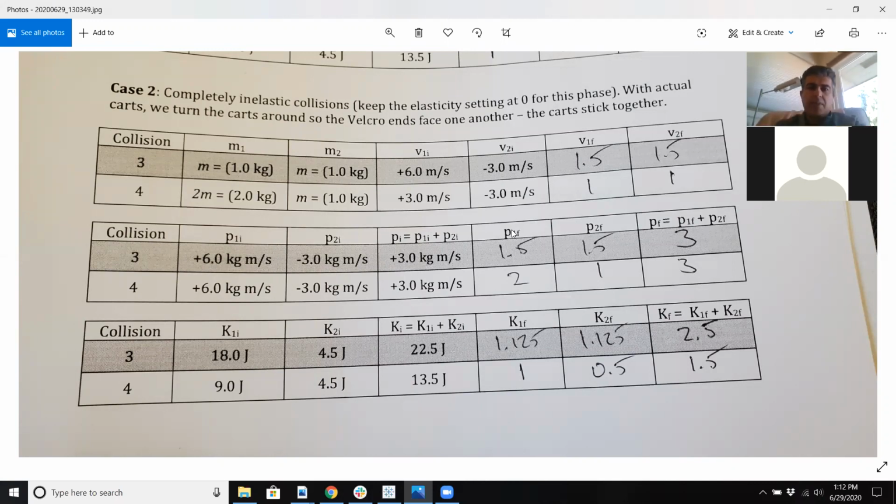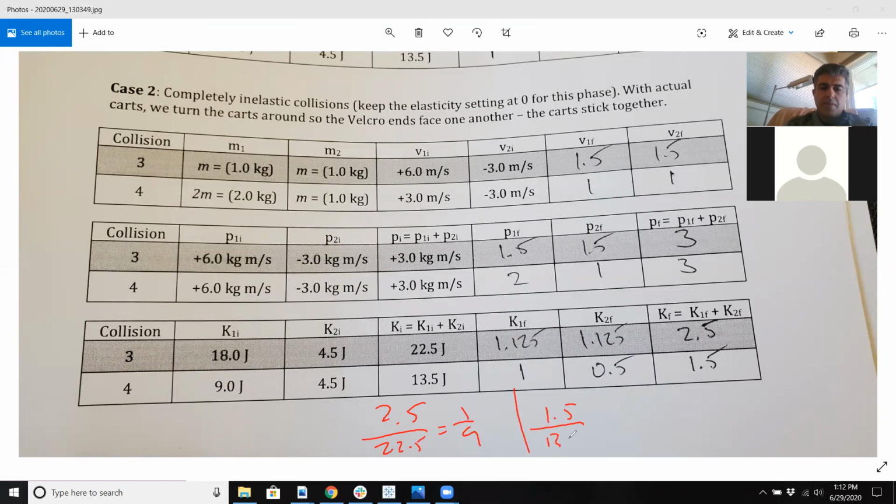So again, let me get my stylus out. If you do 2.5, and also if you do 1.5, it's kind of interesting that we're seeing that phenomenon happen. So we'll keep that in mind.